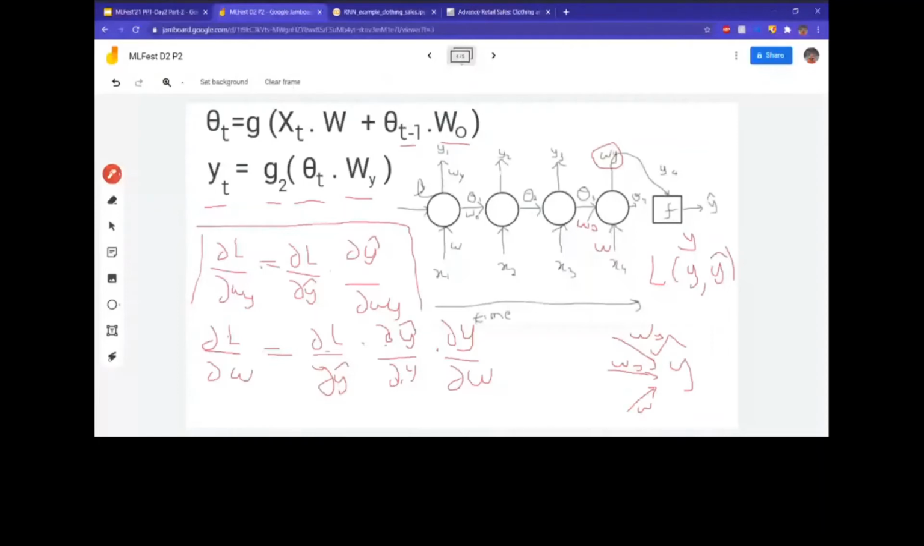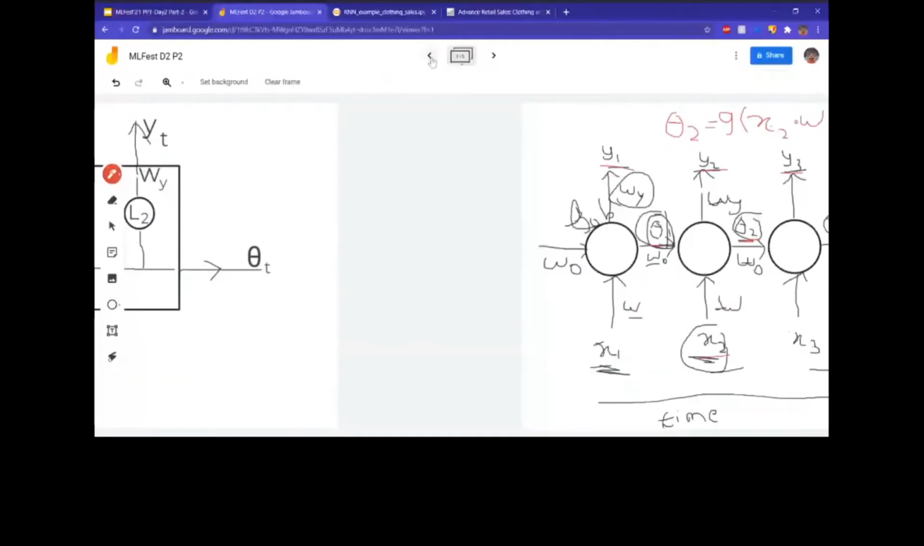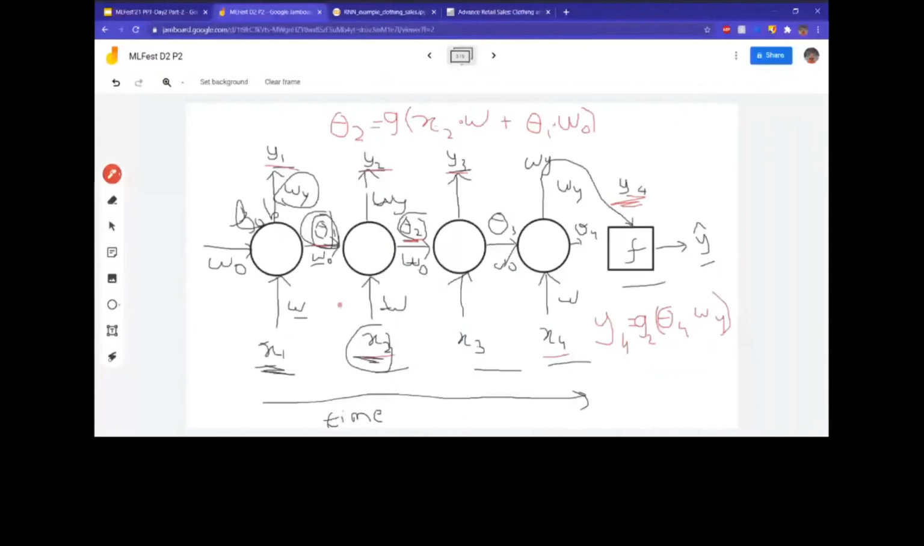Also, I forgot one more thing. I actually checked the Q&A right now. What would be the value of theta 0? If you guys can, try to answer this question. Right here we took the example for x2, and over here we took x2 times w plus theta 1 times w naught. So what would be the case for theta 1? For example, theta 1 would be g times this plus theta 0 times w0. So what would our theta 0 be? If we have theta 0 here, what would the value of theta 0 be? Can you let me know in the chat? What do you think it could be?